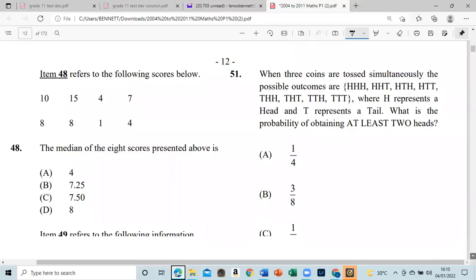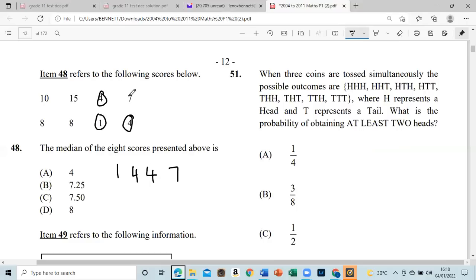Estimation. For the following scores below, the median of the 8 scores represented above. Oh, the median, so you have to arrange it in ascending order. So 1, 4, 12, then 7, and 8, then 8, then 12, then 10. The reason I do that, guys, is I don't want them to repeat and I don't realize.